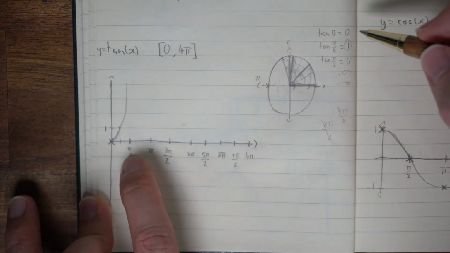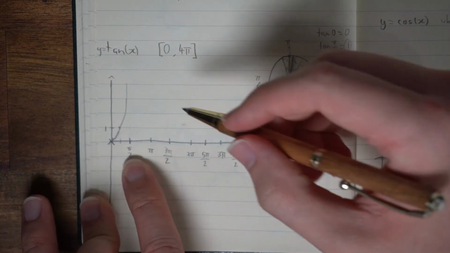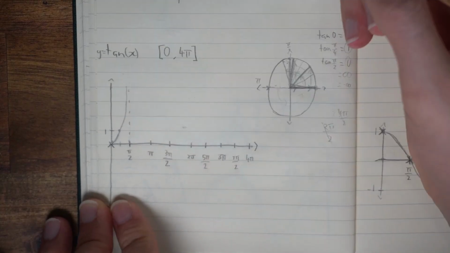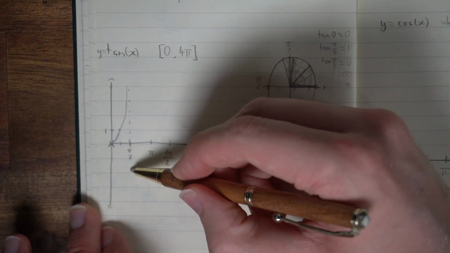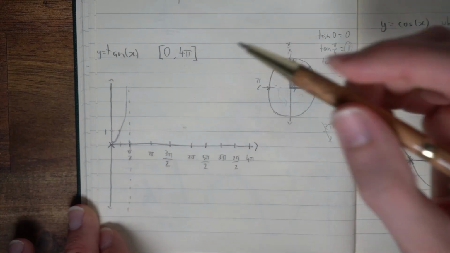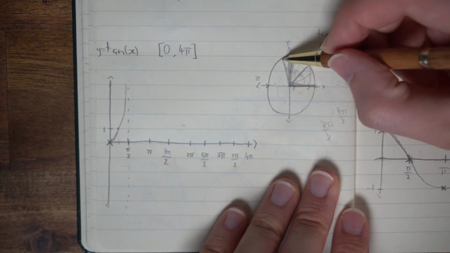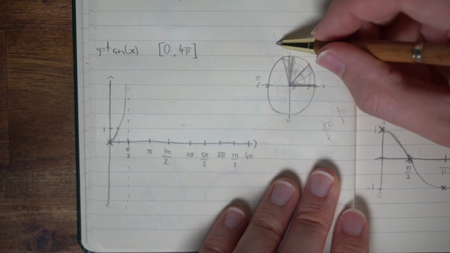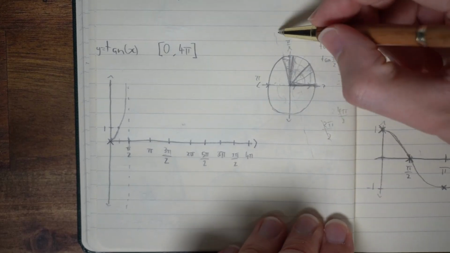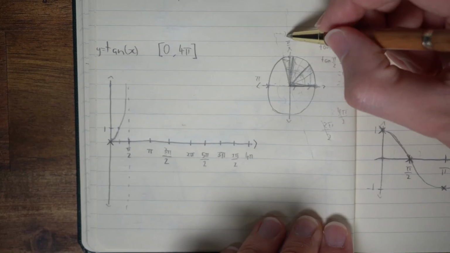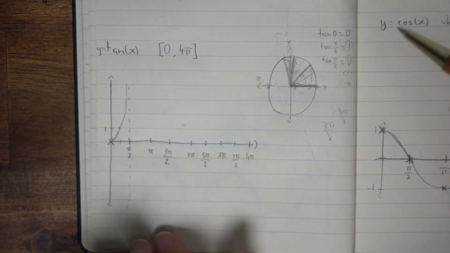Now, what happens at pi on 2? It's undefined. And so we can show that by putting a dotted line here at pi on 2. And it will come all the way down here. What happens next? Well, as we come across here, remember I said earlier, we've got a negative gradient now, because if we extend this line out so we can see it, as we go from left to right, we don't go up, the line goes down. So now we have a negative gradient.